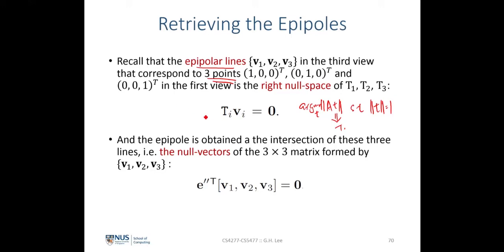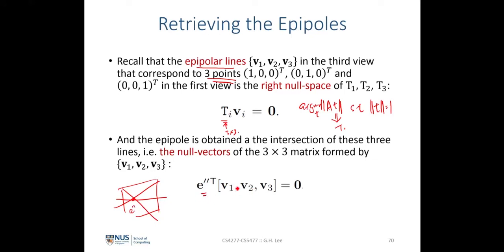That is simply the right null space of the respective Ti 3 by 3 matrix obtained from the trifocal tensor that we computed earlier using the normalized linear algorithm. Solving this equation for the right null space, we will get the three epipolar lines. The next step is that we know these three epipolar lines, v1, v2, v3, have to intersect at a certain point, which is the epipole that we denote as e double prime.